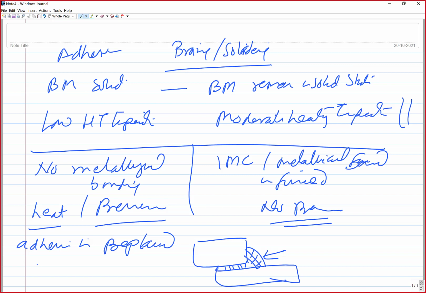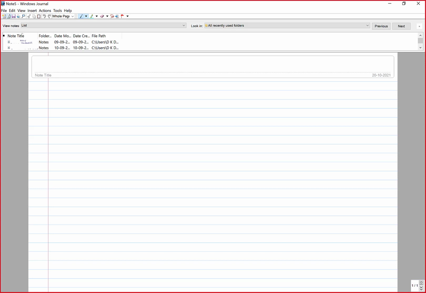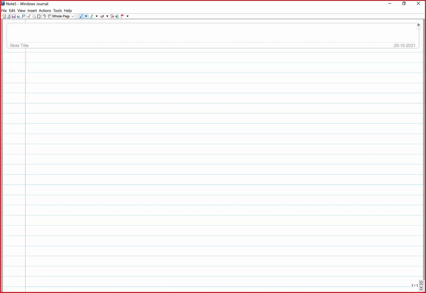Normally heat is applied in brazing and soldering, while heat and pressure both are used in adhesive joining. Okay, so this was a little comparison of the brazing and soldering.